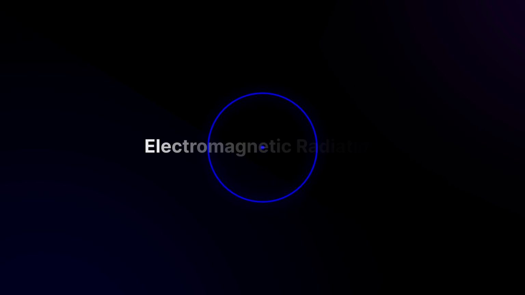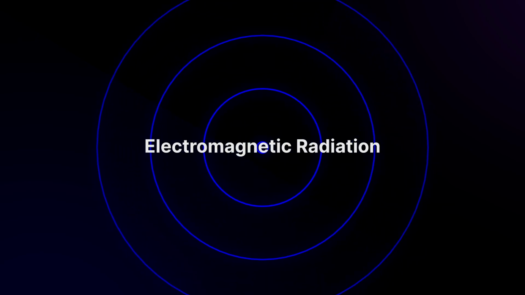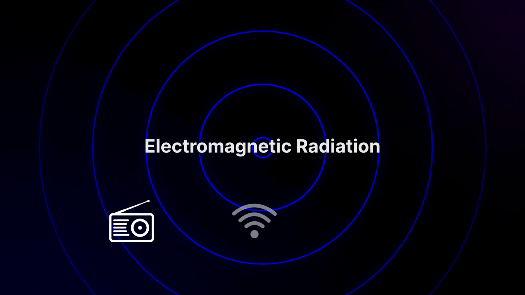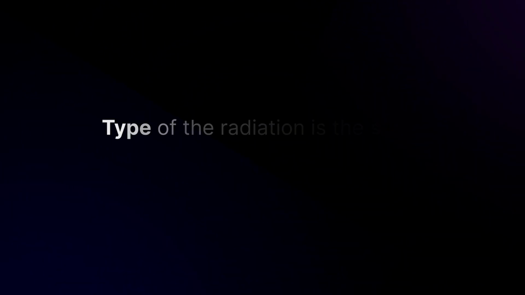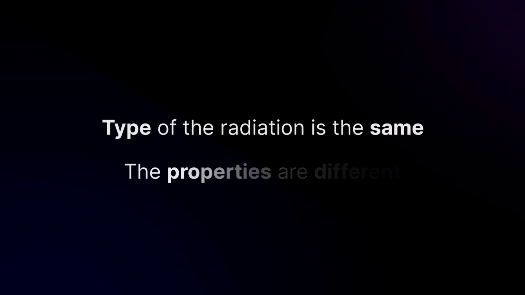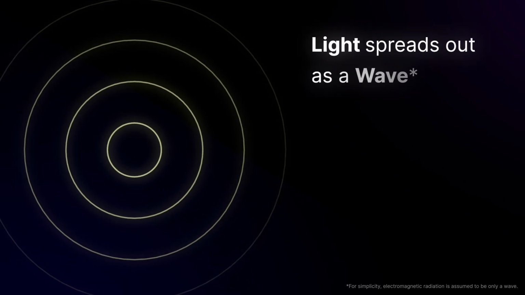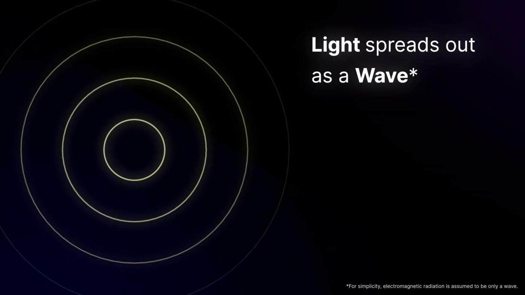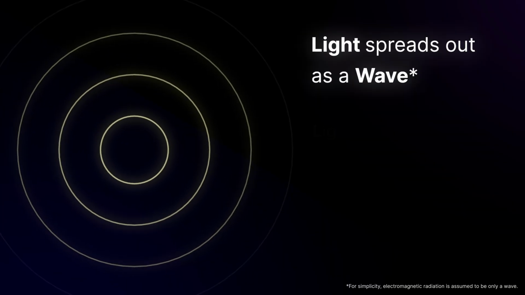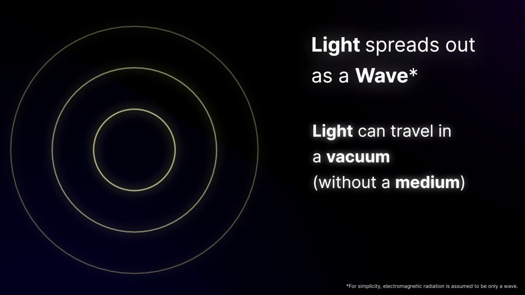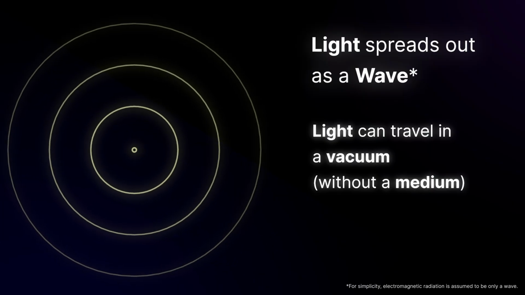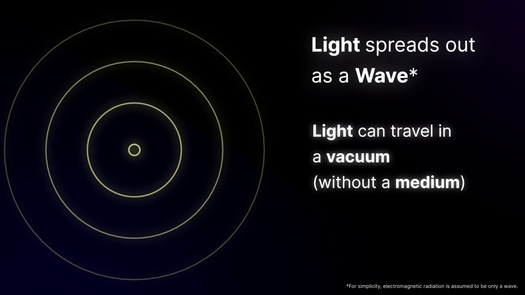Light is a form of electromagnetic radiation, basically the same type of phenomenon as radio waves, Wi-Fi, or even X-rays. The difference is not the kind of radiation, but its properties. Electromagnetic radiation, including light, spreads through space as a wave. Unlike sound, this wave does not need a medium. Sound requires air, water, or a solid object to travel through. Light, however, can move through a vacuum.